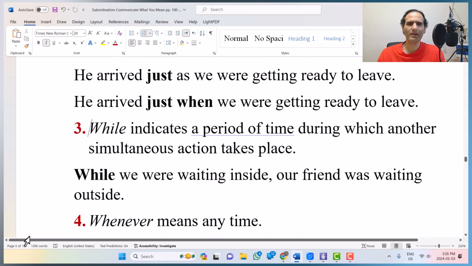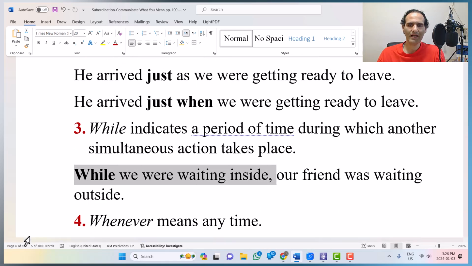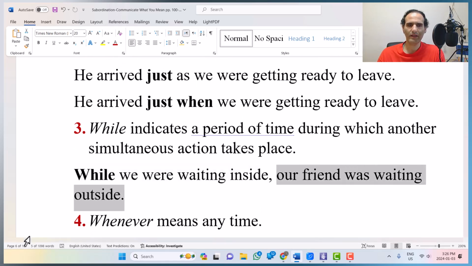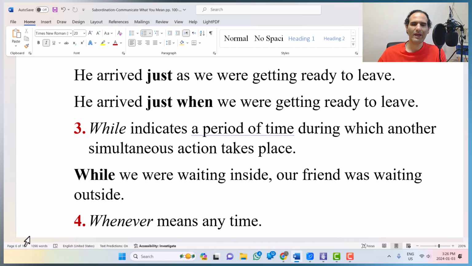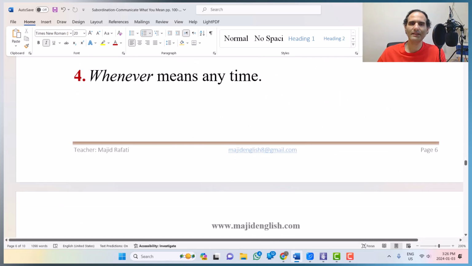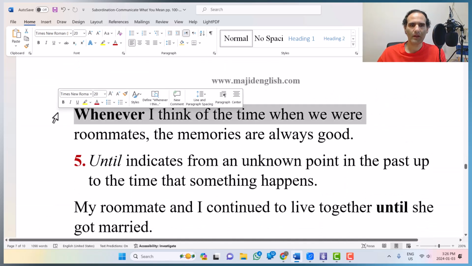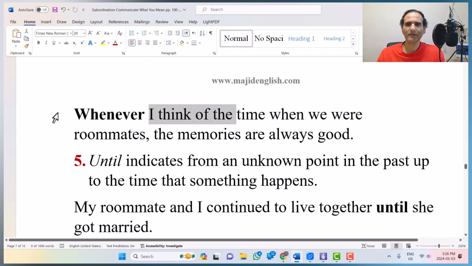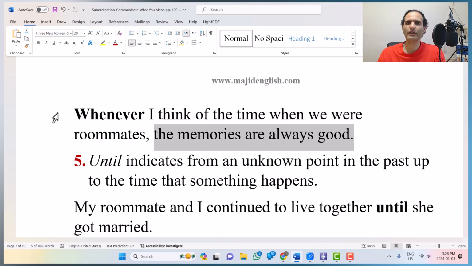While, talking about a period of time. While we were waiting inside, our friend was waiting outside. Here you can also say when we were. So we have while, we can substitute it for a when, but not the other way around. What about whenever, anytime? Whenever I think of the time we were roommates, the memories are always good.